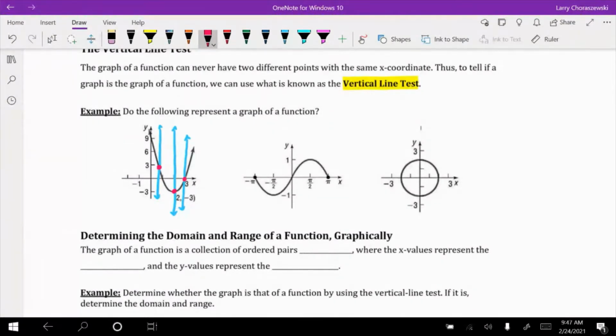Can you kind of visualize that, Melissa? All right, cool. So you get a sense that this graph would pass the vertical line test because it's not going to be possible to draw a vertical line going through two or more spots in it. Long story short, this would be the graph of a function.